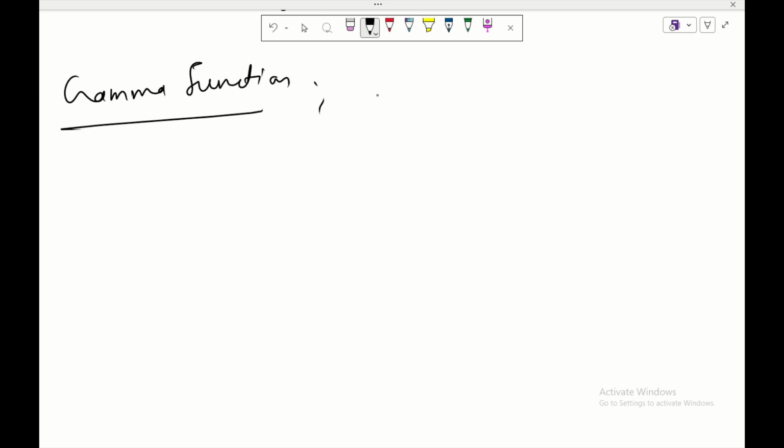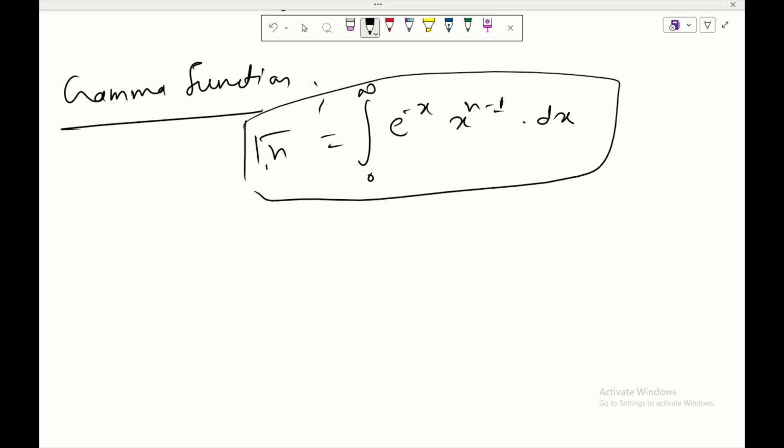So any function in the form of this integral 0 to infinity e to the power minus x, x to the power n minus 1 dx, it is called gamma function. It is denoted by gamma n. Okay, this is the symbol of gamma function, where n belongs to natural numbers. Now it is also called Euler's second integral.